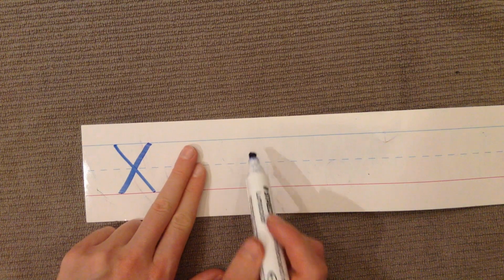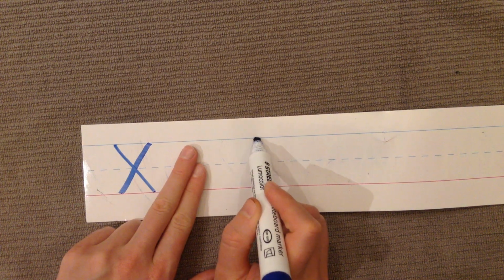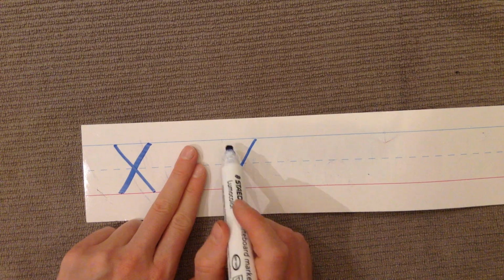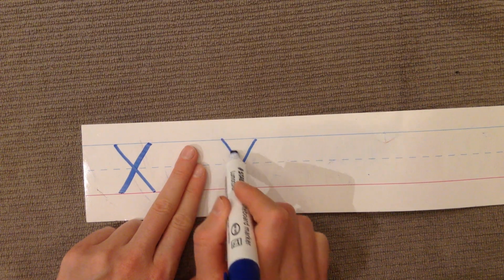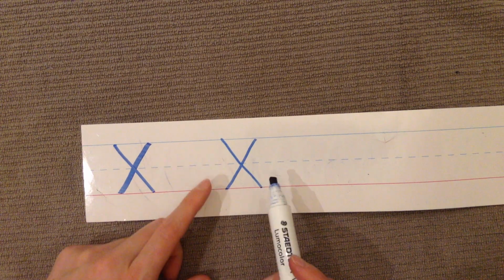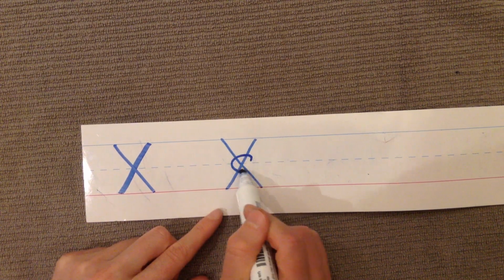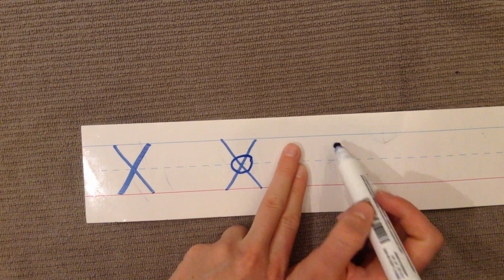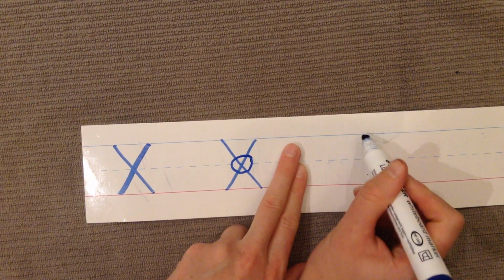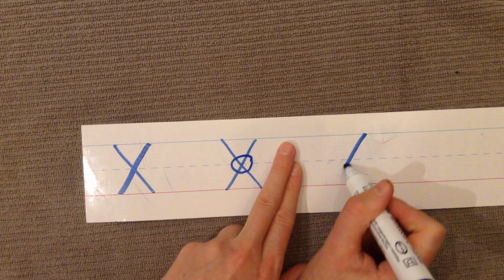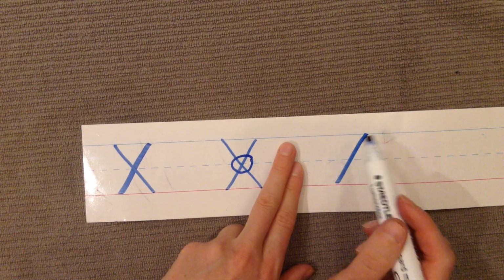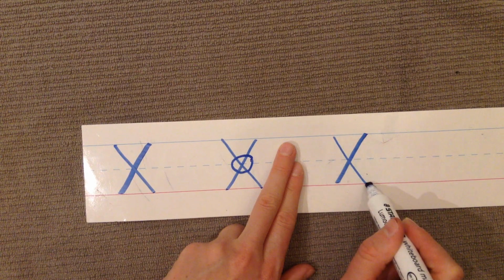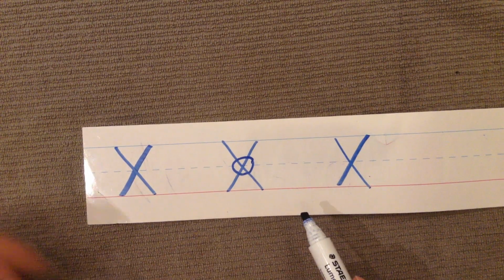2 finger spaces, go to the top, slide backwards, lift, out to the top, slide forwards. Notice that where the 2 lines cross is exactly on the dotted line. 2 finger spaces, go to the top, slide back, lift, out to the top, slide forwards. There we have uppercase X.